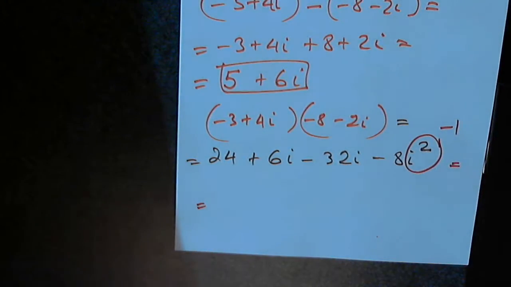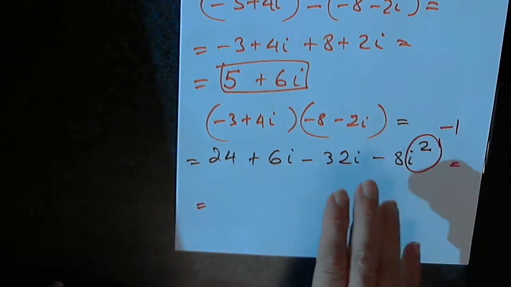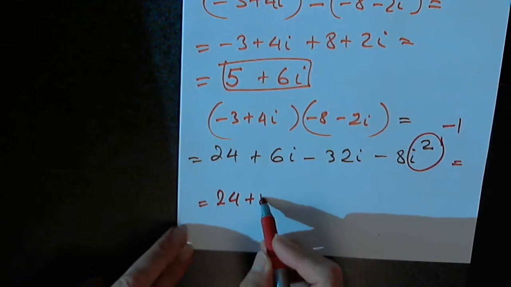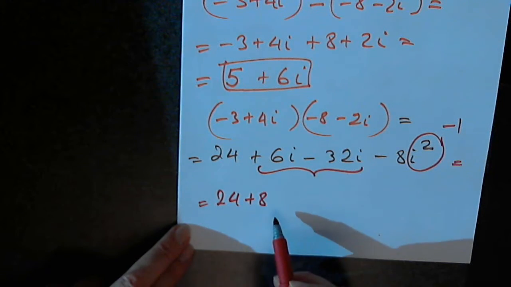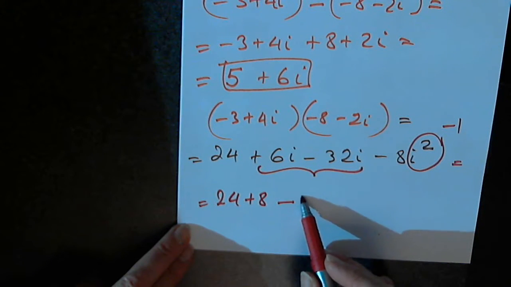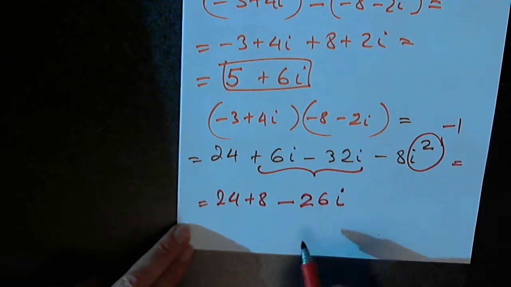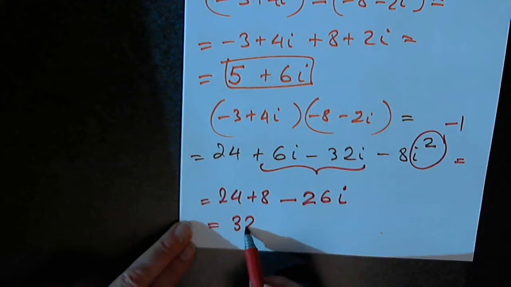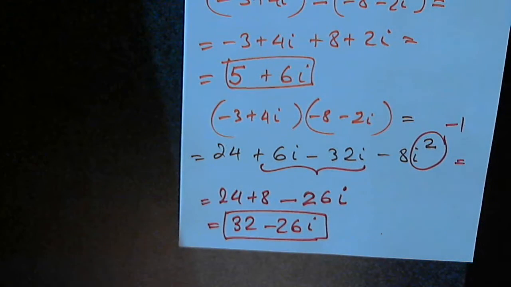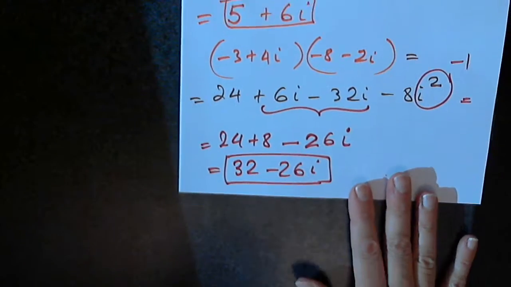So I will have 24, but plus 8. 24 plus 8. And now I combine like terms, and I get... good. So then the final answer is this. Let's look at the product one more time and make sure that this is clear.